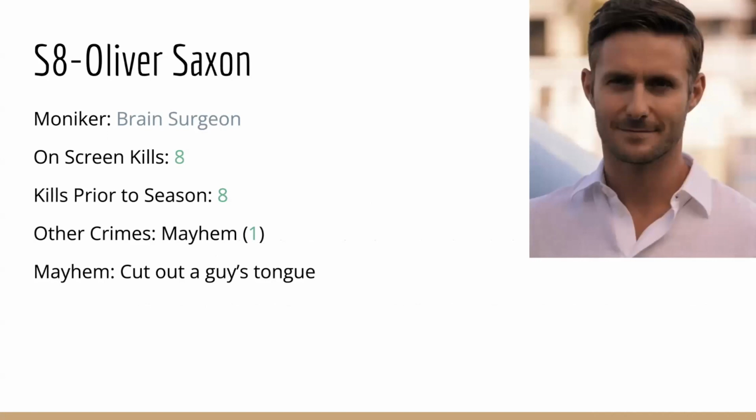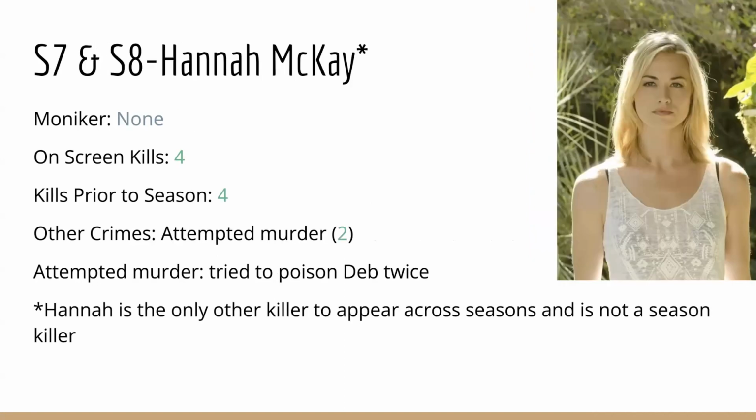So he killed 8 on screen, killed 8 prior to the season, and he also commits the mayhem of cutting out a guy's tongue. Finally, in season 7 and season 8, we also had Hannah McKay. She kills 4 people on screen. She kills 4 prior to this season, including her little murder spree with Maureen Randall. And she also commits the attempted murder of Deb twice.